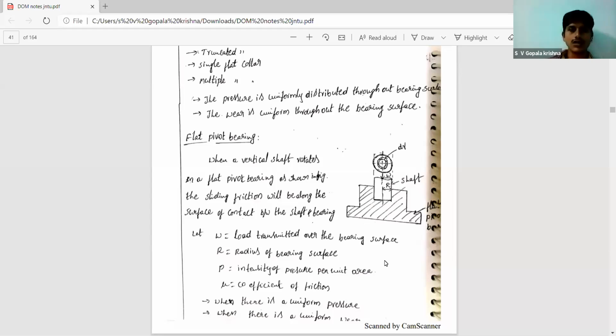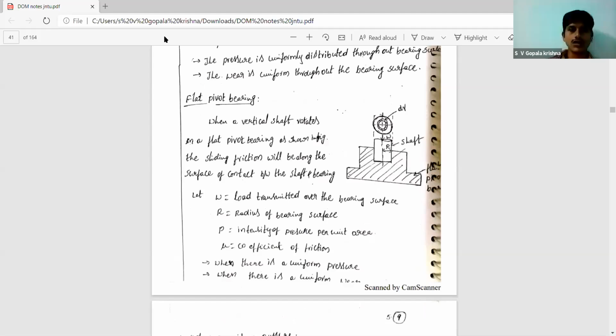Those are the symbols. So what is the representation of W? All of you observe the diagram. W means the load transmitted over the bearing surface, and capital R is the radius of the bearing surface.